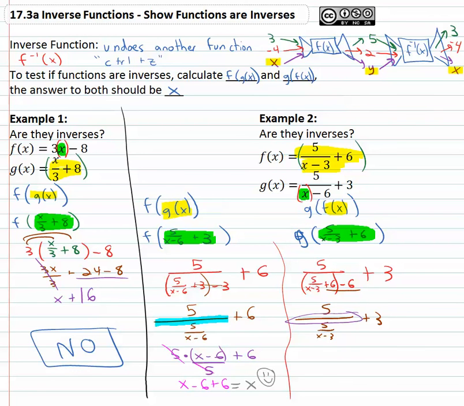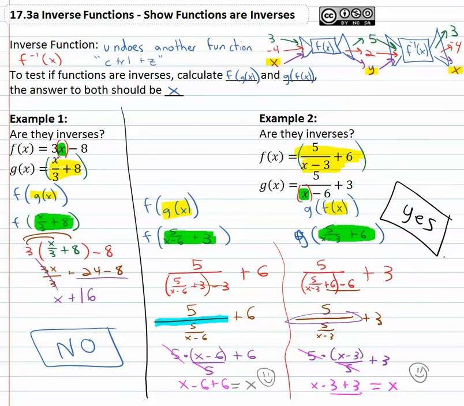Again, division we know means we multiply by the reciprocal. 5 times x minus 3 over 5 plus 3. The 5's divide out. We have x minus 3 plus 3, which, when we combine like terms, is simply x, like we wanted. When we do the composition both ways, f of g of x and g of f of x, the answer is x. That means, yes, these two functions are inverse functions. One undoes the other.